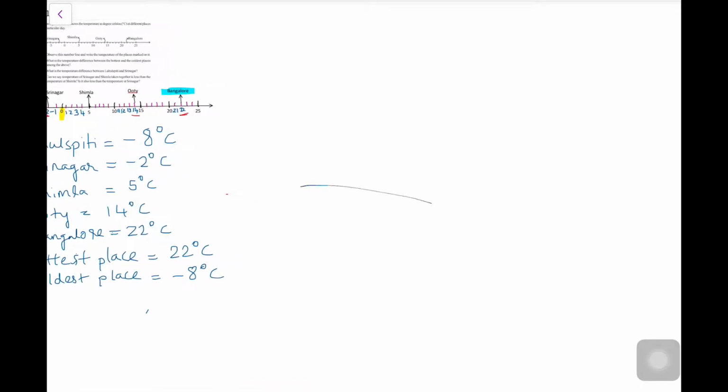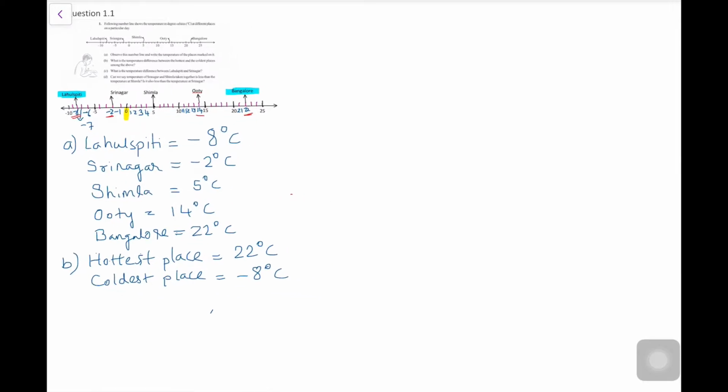Now, we'll calculate the difference. The difference is the hottest place minus the coldest place. Hottest minus coldest. And that is 22 minus negative 8.